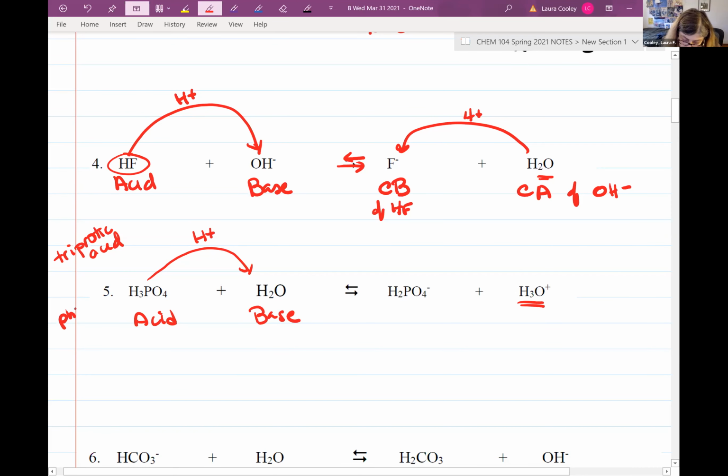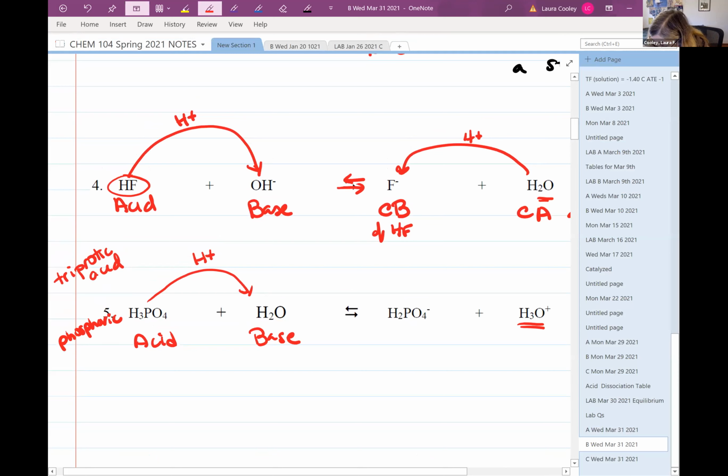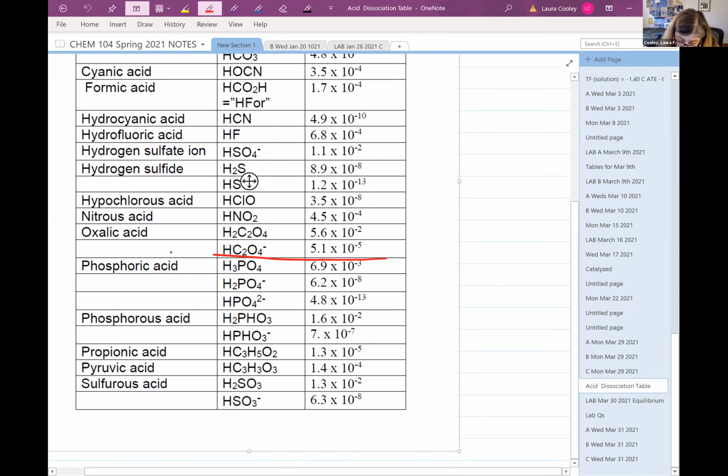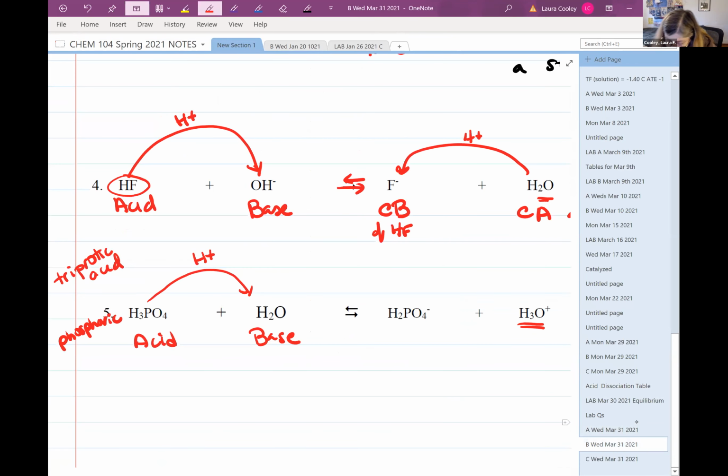It's called phosphoric acid. All of these names, by the way, you could find them in the acid dissociation chart here, which I showed you. So here's phosphoric acid. Okay, all right, that's all I want to say about that right now.